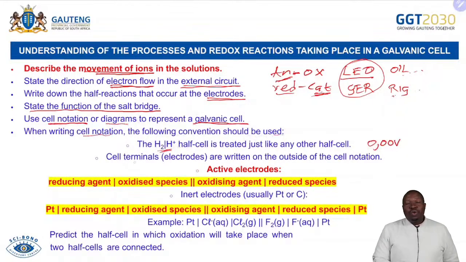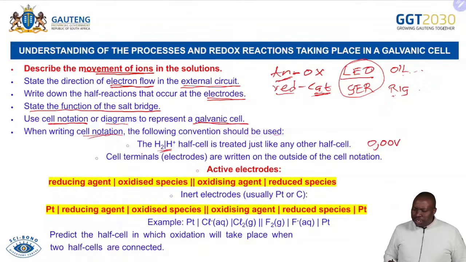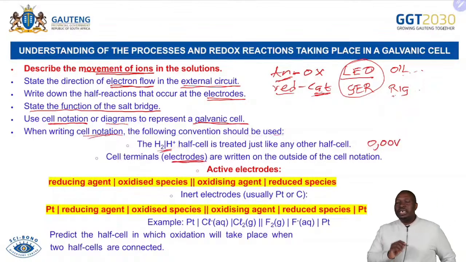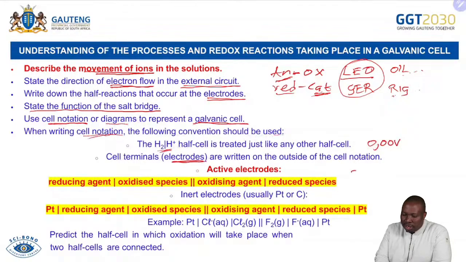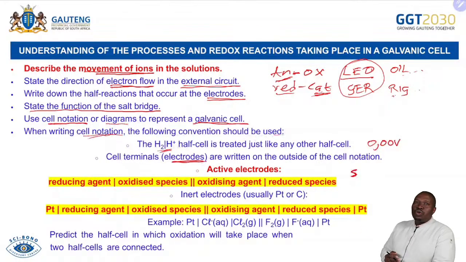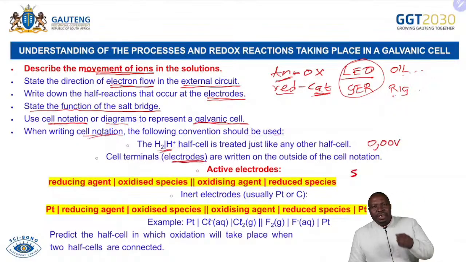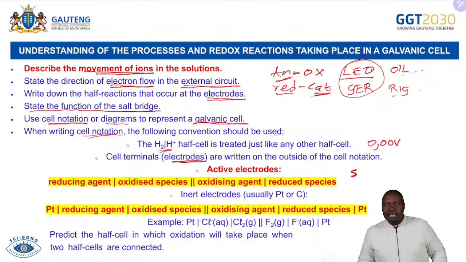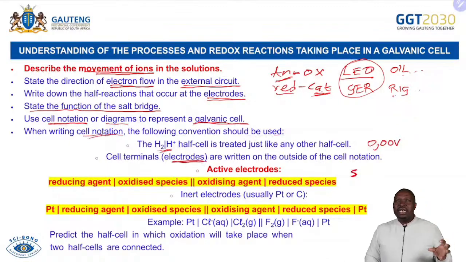Now, when you write your cell notation, the first thing which is important, you will always look that outside you must have electrodes. I want to emphasize that one at the beginning of this lesson: we need a solid, because a solid is a good conductor of electricity. Hence we must have solids. And if we don't have a solid in the reactants or the products, we are going to use platinum. Remember, platinum is a good conductor of electricity, but it is inert. It doesn't interfere with the reaction.